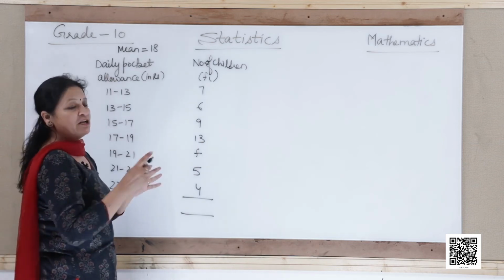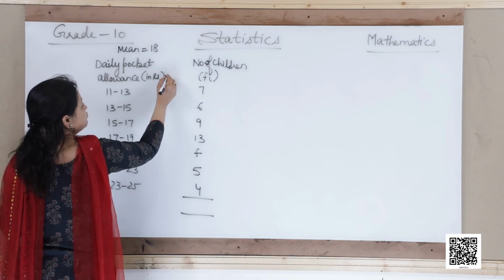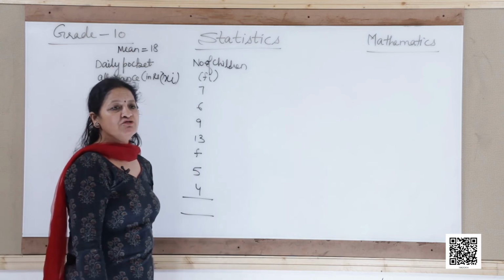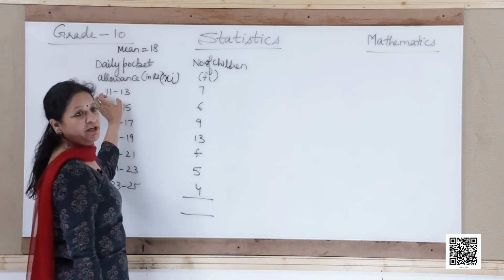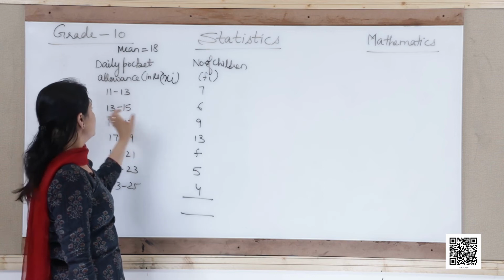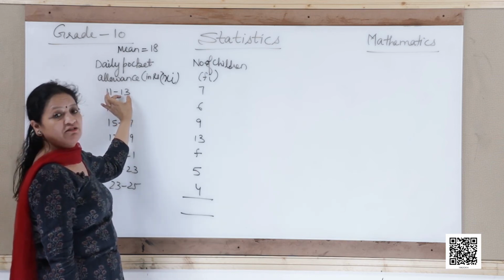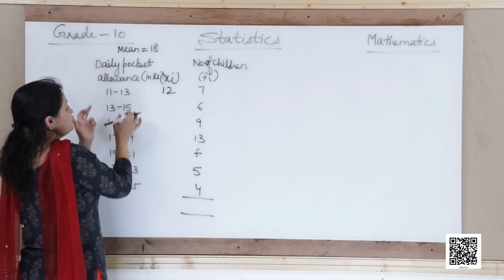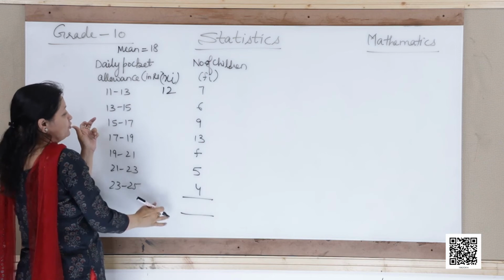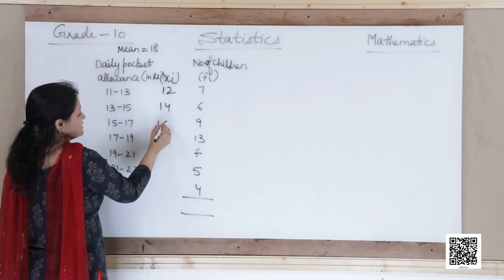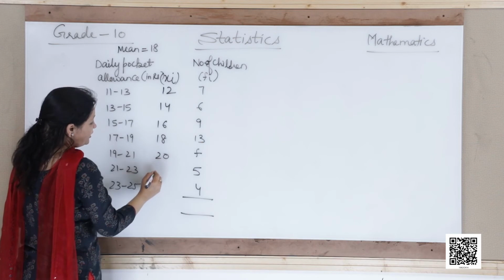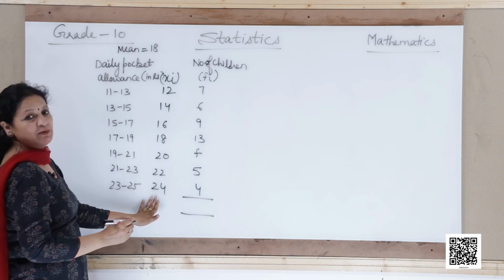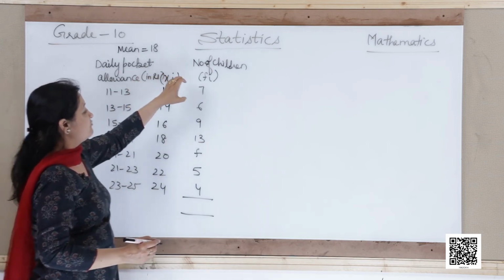Now, if mean is already there, first thing to find out mean, all of you know, we need to find out xi. How to find out xi is lower limit plus upper limit divided by 2. So 11 plus 13 divided by 2, 24 by 2, which is 12. So again you can see difference of 2, so I can add 2 here. 14, 16, 18, 20, 22 and 24. You can check, it will always be correct. So I have got xi, I have got fi.